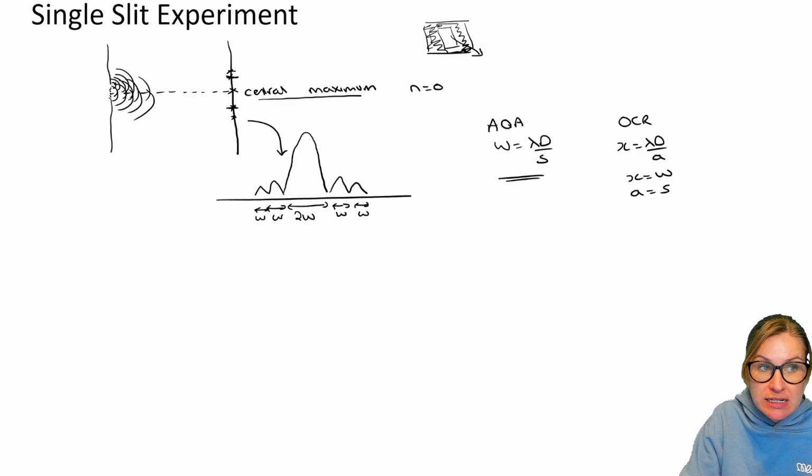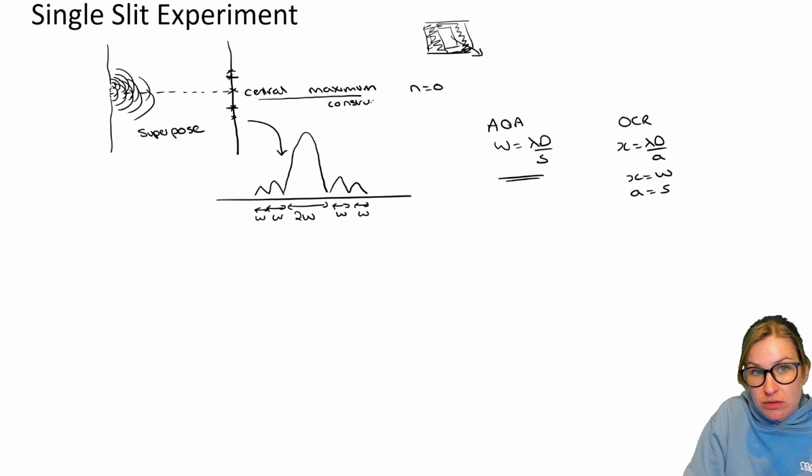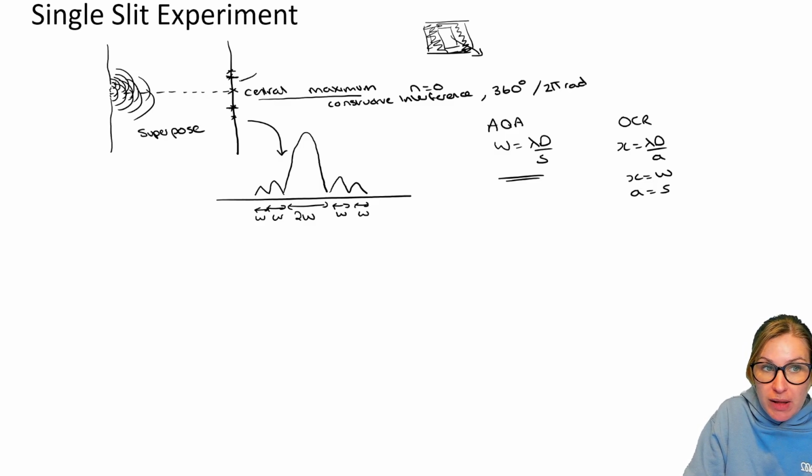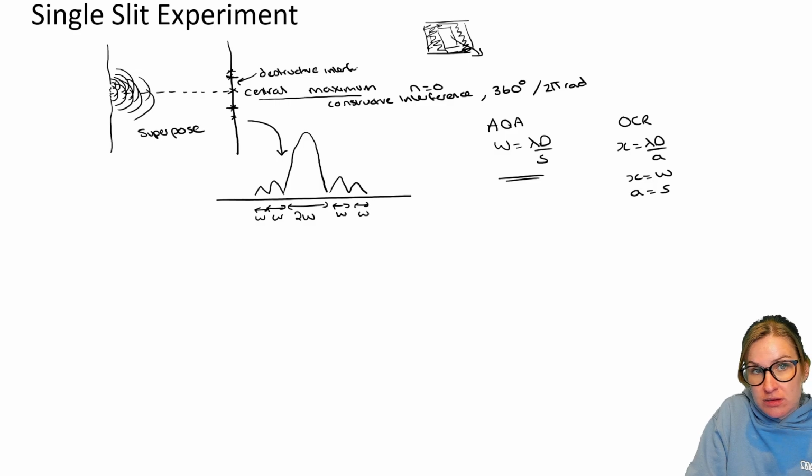Again, what we're doing is a single slit. We're still going to see that diffraction pattern, and the waves are still going to superpose. Anytime we see a central maximum, we know that's because there was constructive interference, with the waves arriving exactly in phase, 360 degrees or 2 pi radians. Anytime we see a dark pattern between the two brights, we know that's because we had destructive interference, where the waves arrive exactly out of phase, 180 degrees or pi radians.